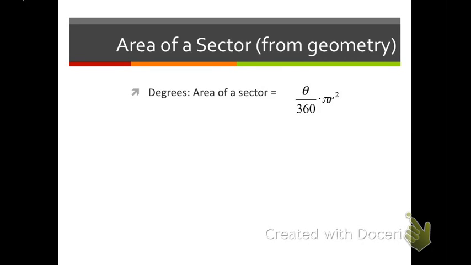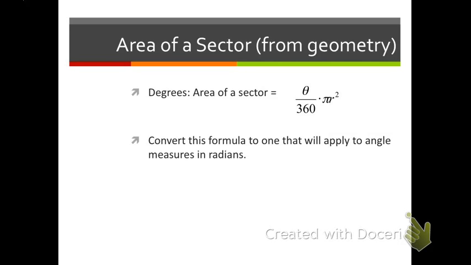In geometry, again, we have this proportional relationship. How much of the circle are we looking at? What proportion of degrees? And then we multiply that proportion by the total area to get just the part of the area that we're looking for. So if we want to use radians, we need to convert the degrees to a radian formula. So we get an area of a sector where theta over 360, well, 360 is 2 pi, so let me write that down here.